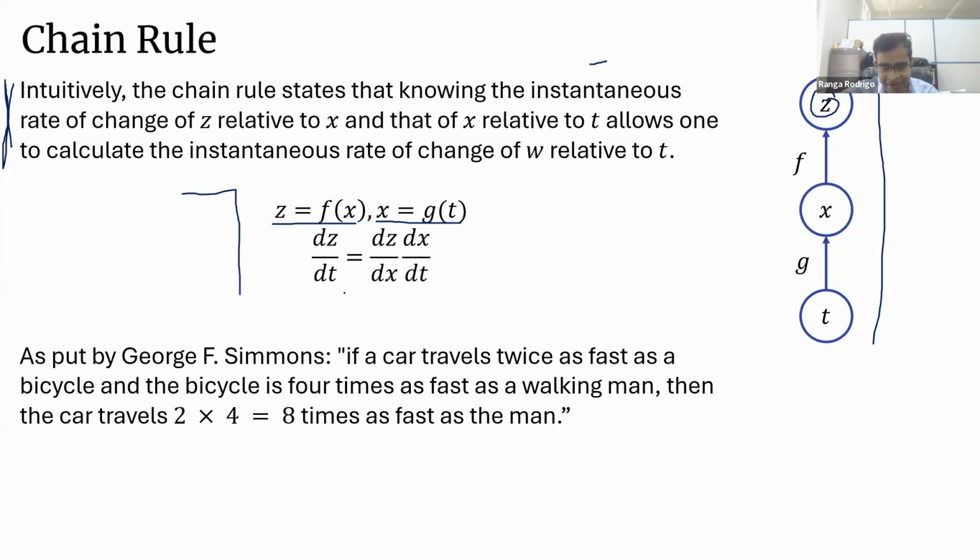Here, dz by dt is dz by dx, which we can compute from this, times dx by dt, which we can compute from this. And you see that. So this is the chain rule put by George Simmons: if a car travels twice as fast as a bicycle, and the bicycle is 4 times as fast as a walking man, then the car travels 2 times 4 equals 8 times as fast as the man. That is the idea here.